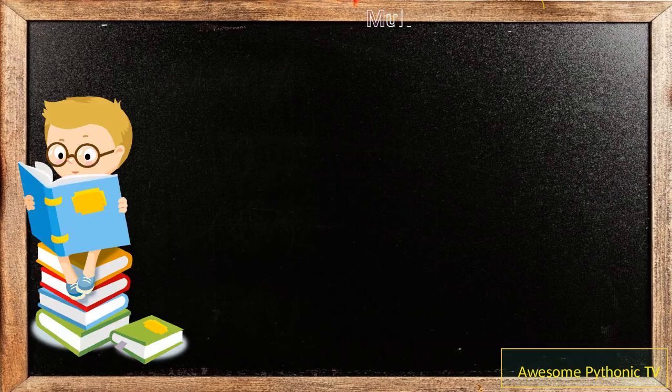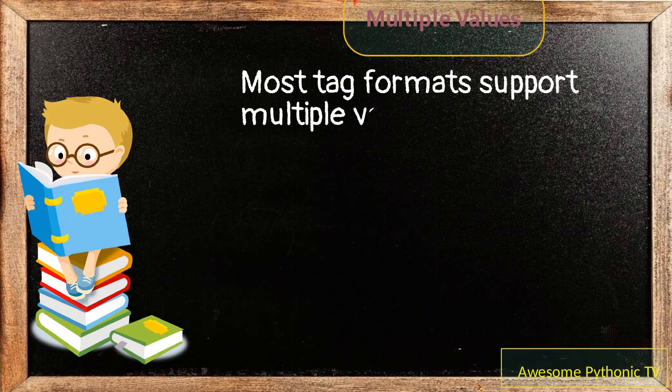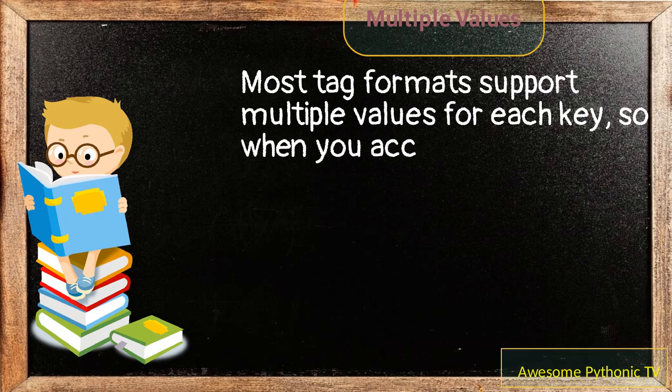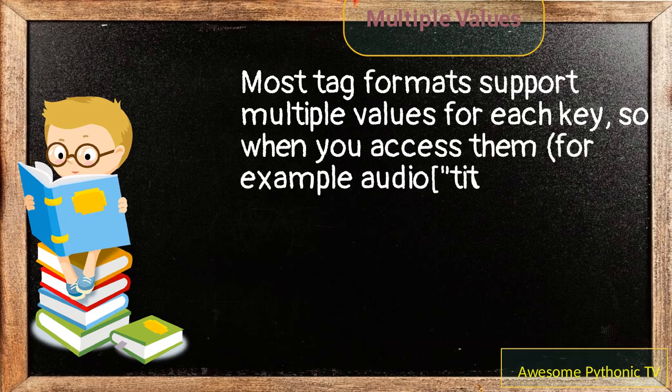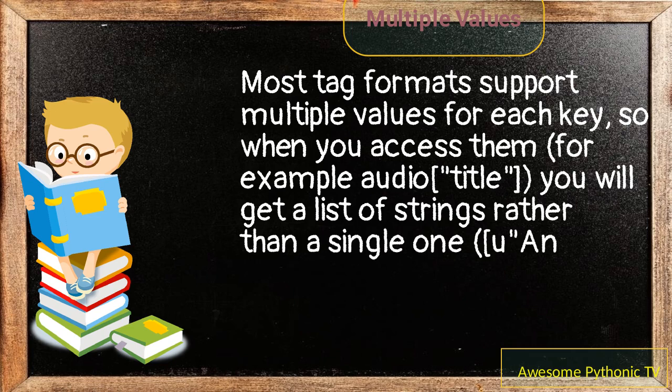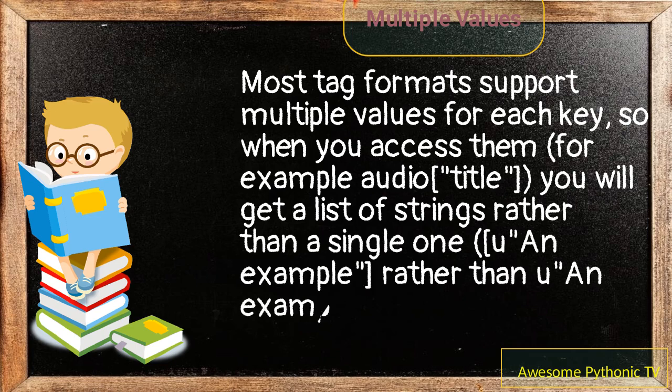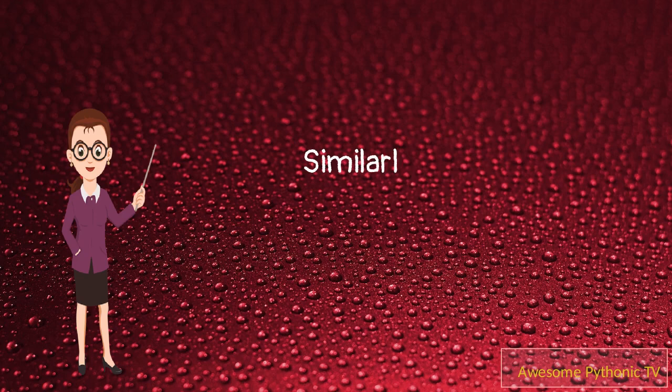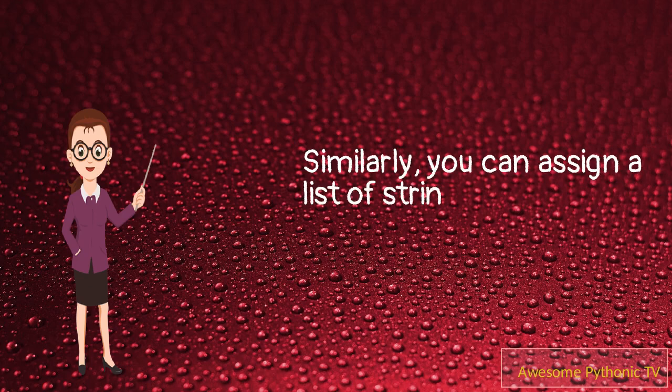Can I get multiple values from a single key in Mutagen? Most tag formats support multiple values for each key, so when you access them, for example audio['title'], you will get a list of strings rather than a single one, ['an example'] rather than 'an example'. Similarly, you can assign a list of strings rather than a single one.